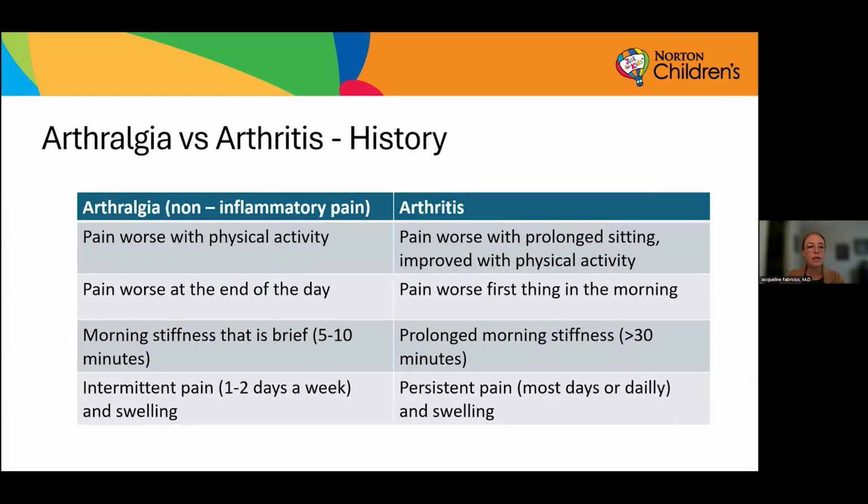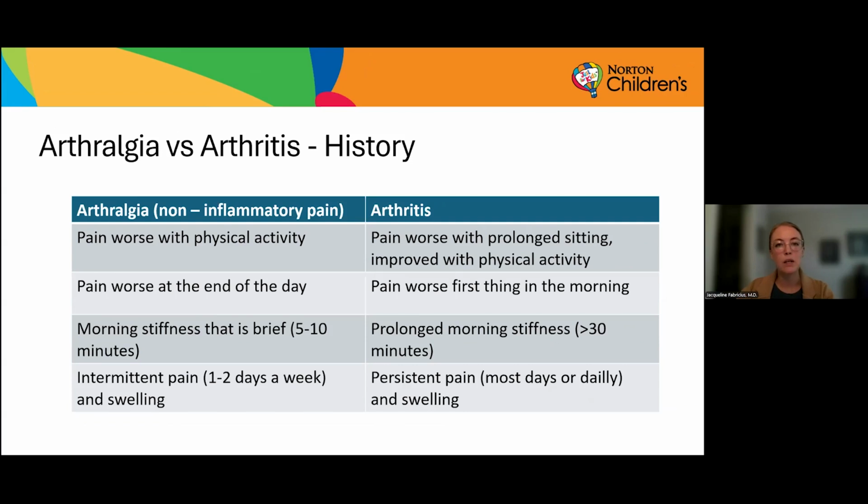And intermittent swelling is also seen more with mechanical pain versus persistent swelling. So things like hypermobility can have swelling that happens at the end of the day or with physical activity. However, that swelling typically lasts less than 24 to 48 hours and then resolves spontaneously. And swelling that's associated with arthritis is going to be more persistent, lasting for weeks at a time, rather than resolving in such a short time.